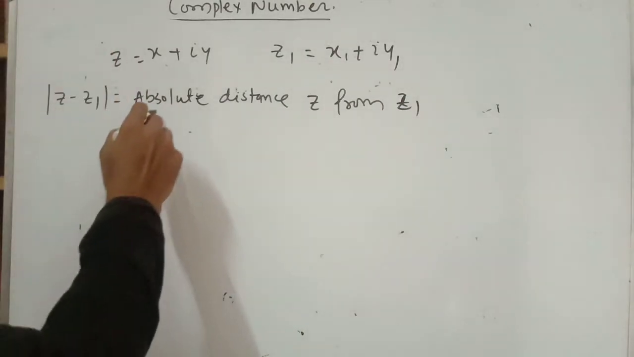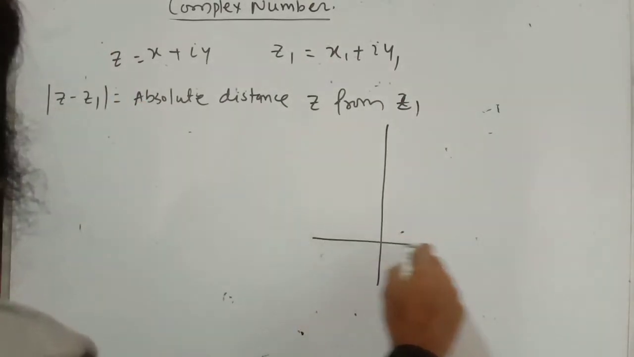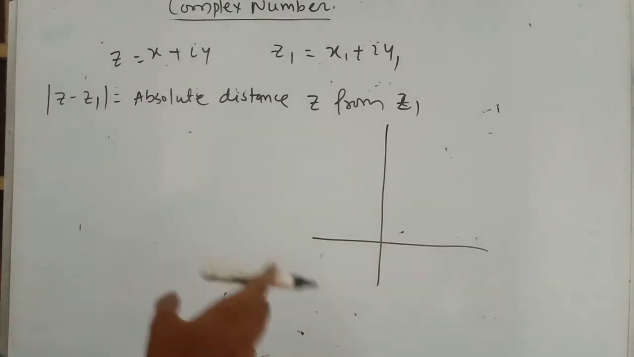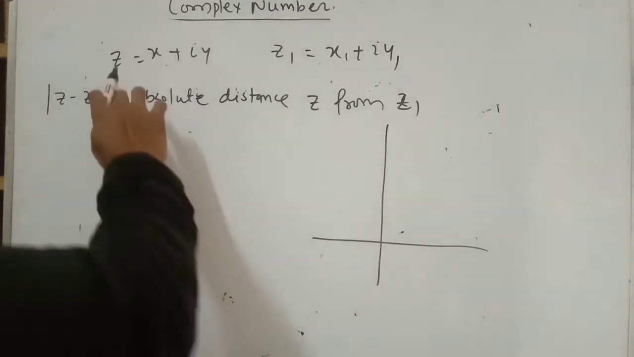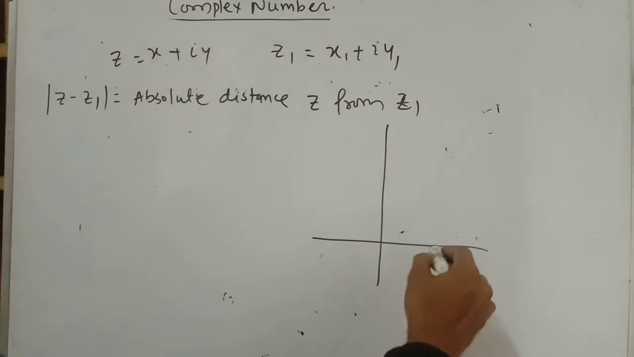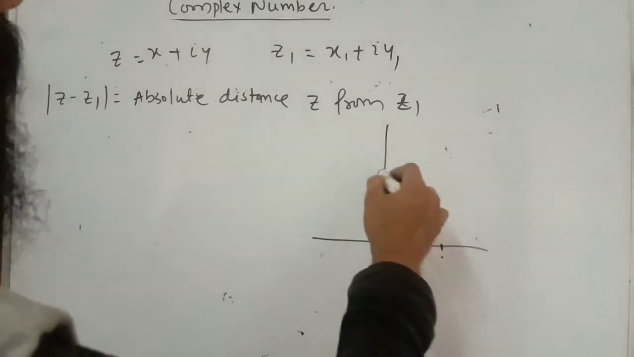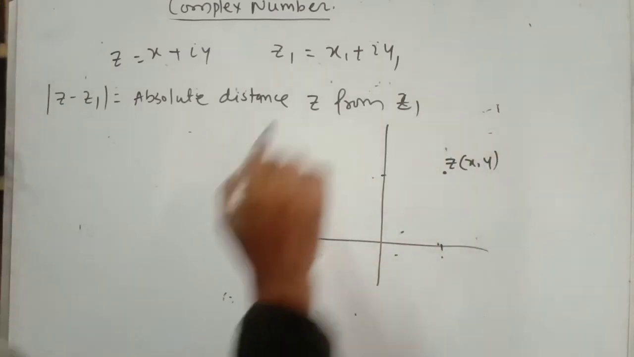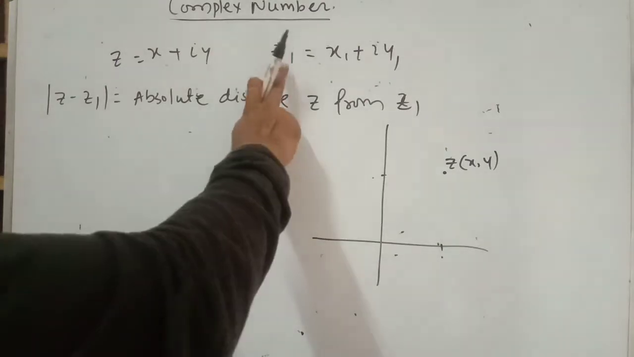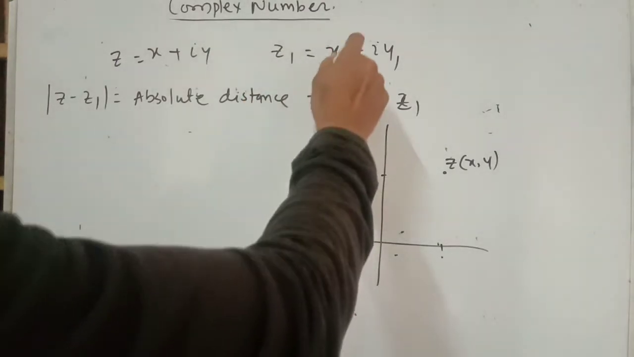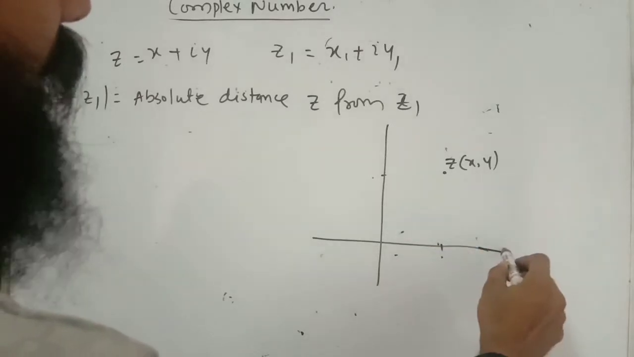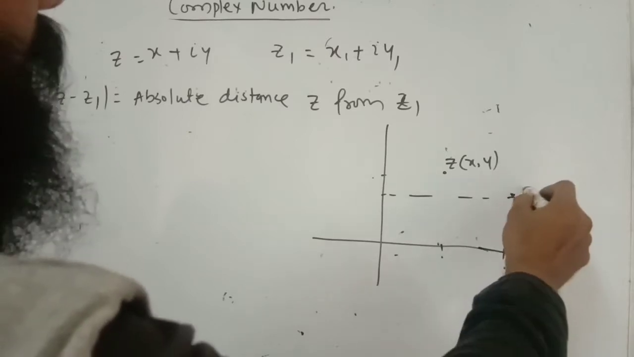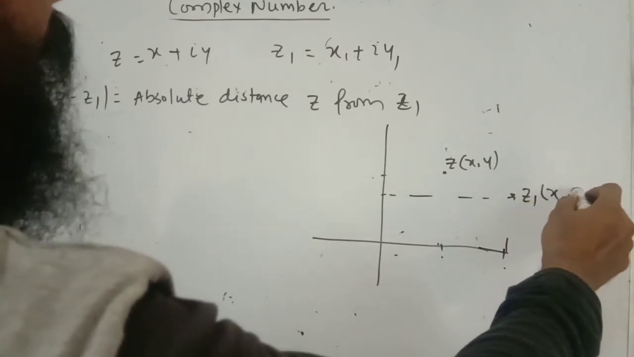So first of all, draw the Argand plane. With the help of the Argand plane, we are going to find the absolute distance. So z equals x plus iy. This is the real part of the first complex number and the imaginary part of the first complex number. It will come here as z, x y. Similarly, find the coordinate of z1 in the Argand plane. Let me consider x1 here and y1 here. Let me consider this one is z1 with coordinates x1, y1.